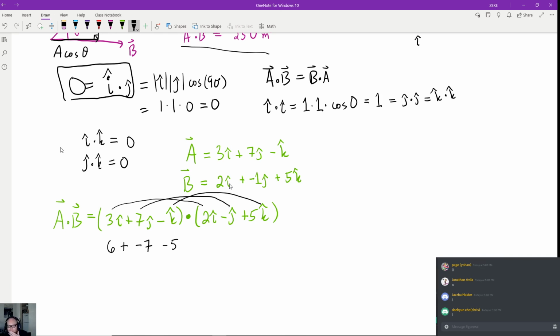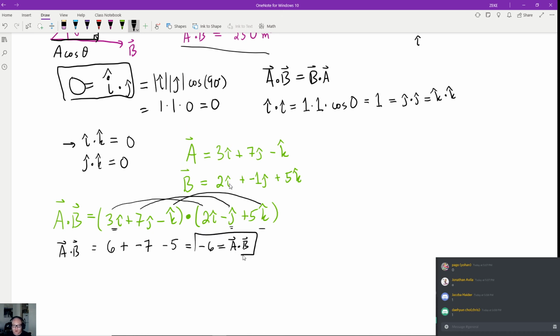Trinomial times a trinomial. But we just said that any combination where you have an i hat dot k hat, like this one and this one, or an i hat dot j hat, like this one and this one, you get 0. So lo and behold, this is the answer. All other possibilities are 0, so we get negative 12 plus 6, which is negative 6, is equal to A dot B. You get one number.